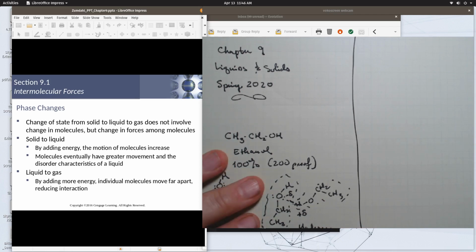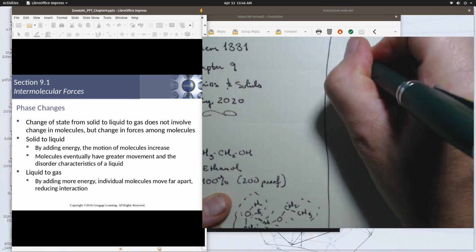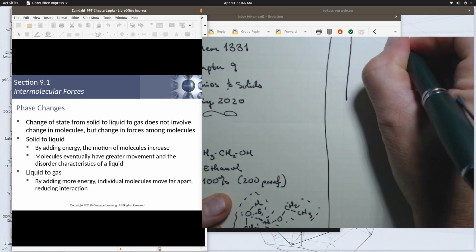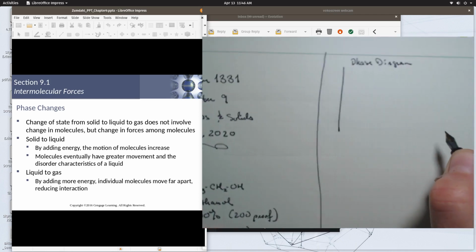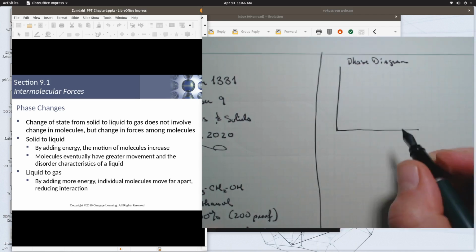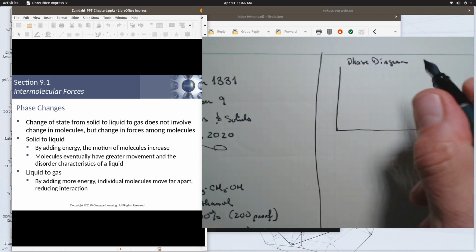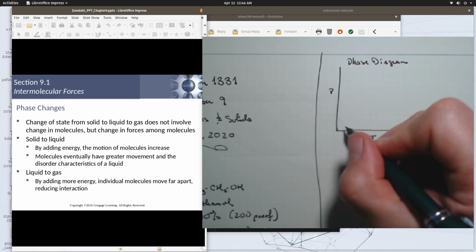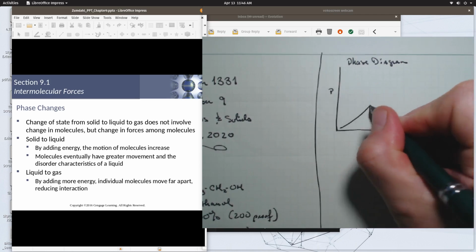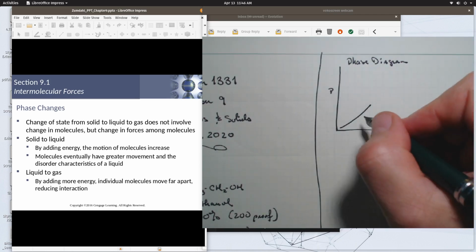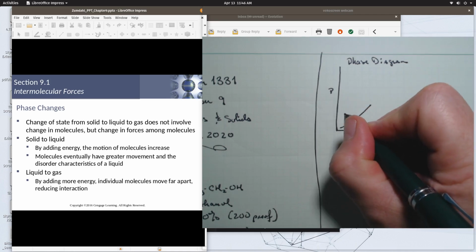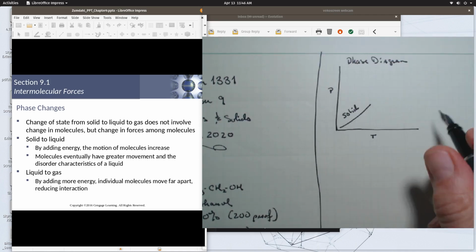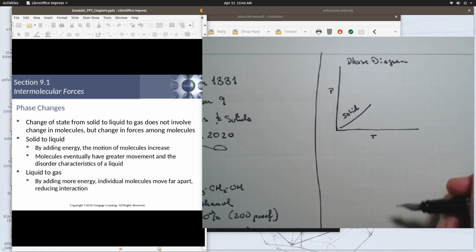And a common phase diagram. We generally will plot things, for example, pressure versus temperature. And so generally, as we increase the temperature, we might have a boundary between a solid and so high pressure, low temperature. You would expect something to be a solid.